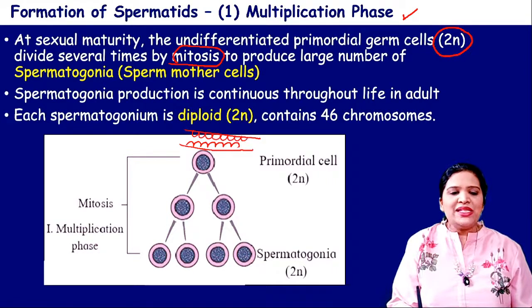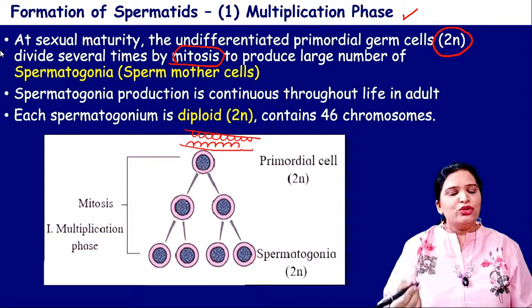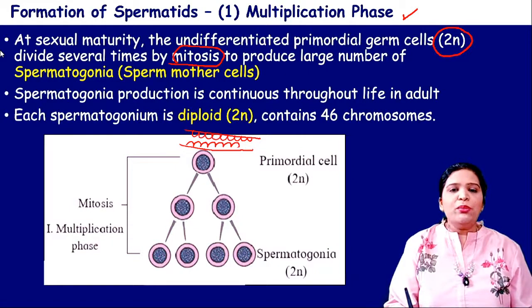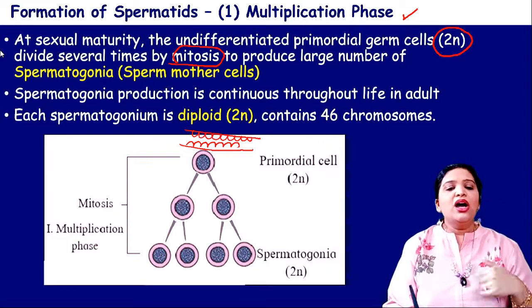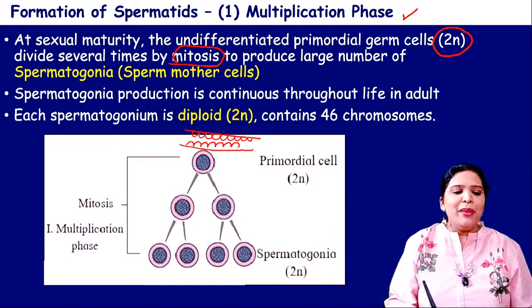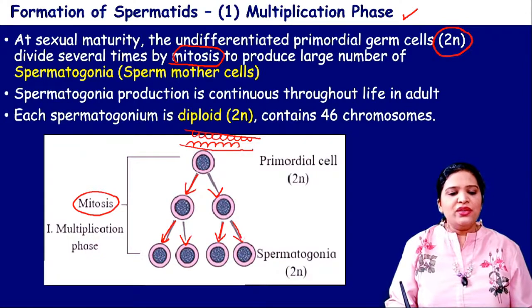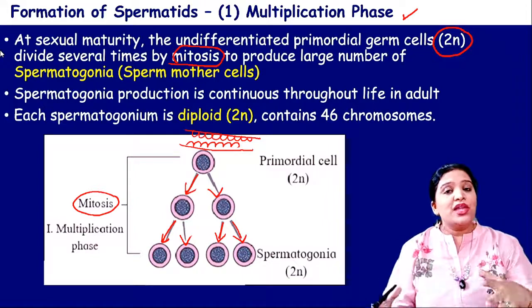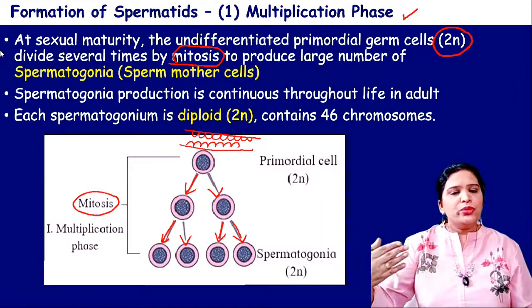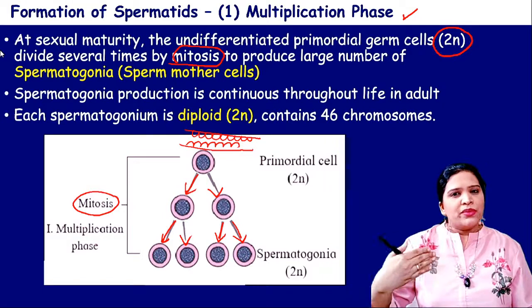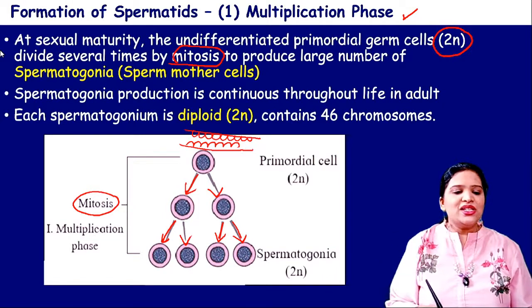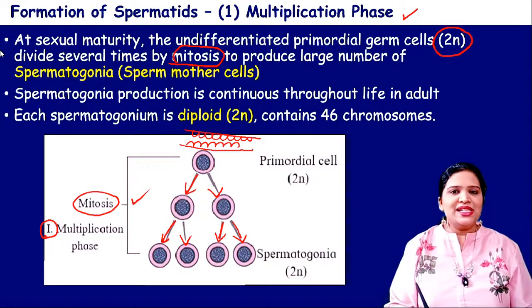Okay, so what happens after attaining puberty, due to hormonal induction? The primordial germ cells start to multiply by mitotic division. Suppose one cell is there, it becomes two cells, and again two cells become four cells. If 100 cells are there, they become 1000 cells. One becomes two, two becomes four, like this. It grows exponentially. This stage is called the multiplication phase, and during this stage mitotic cell division occurs.